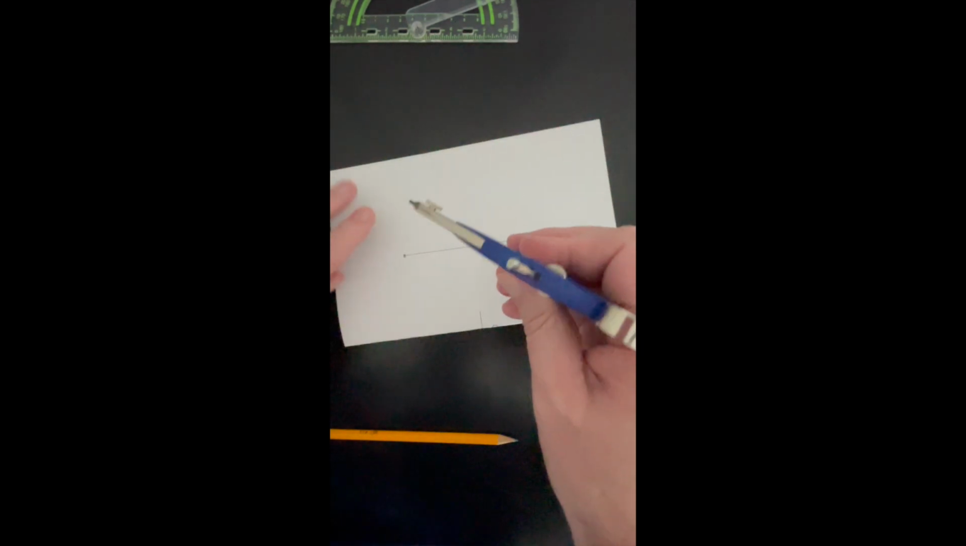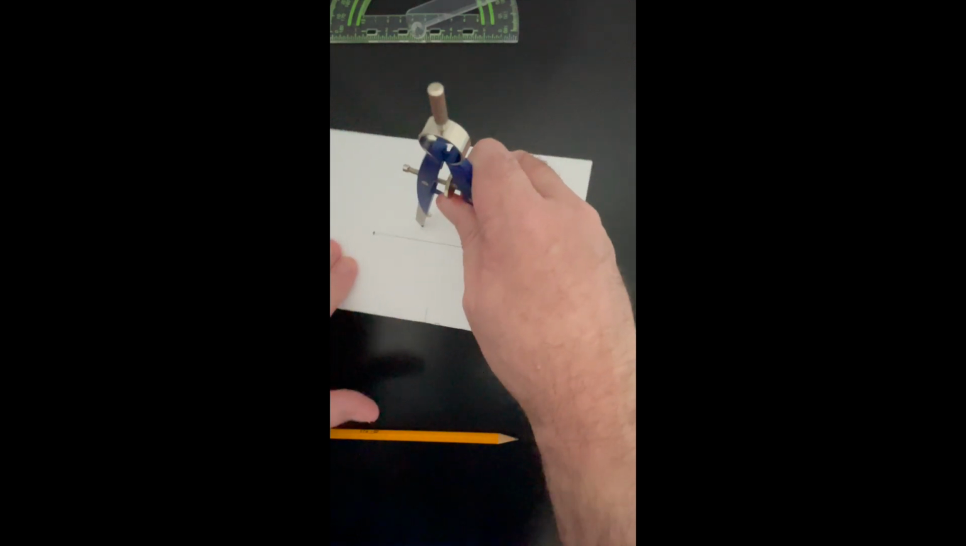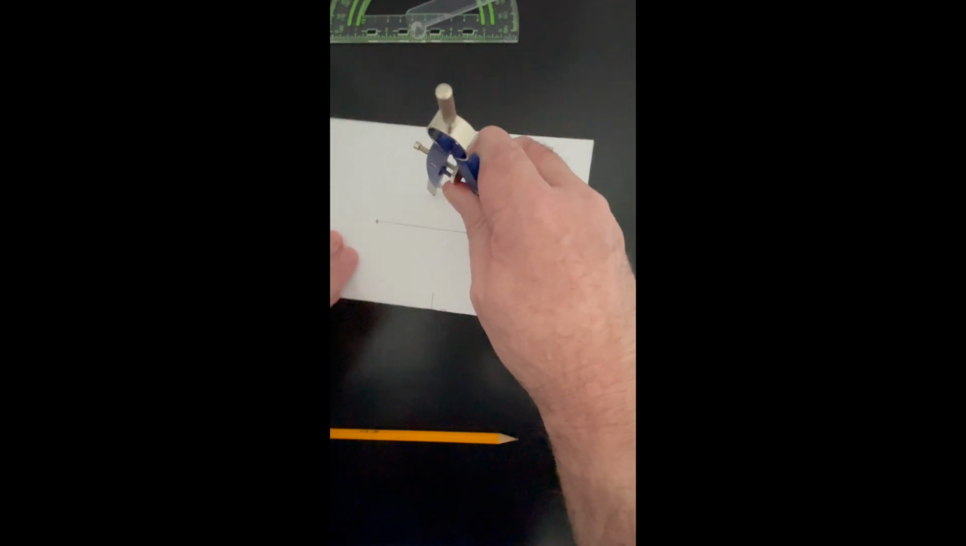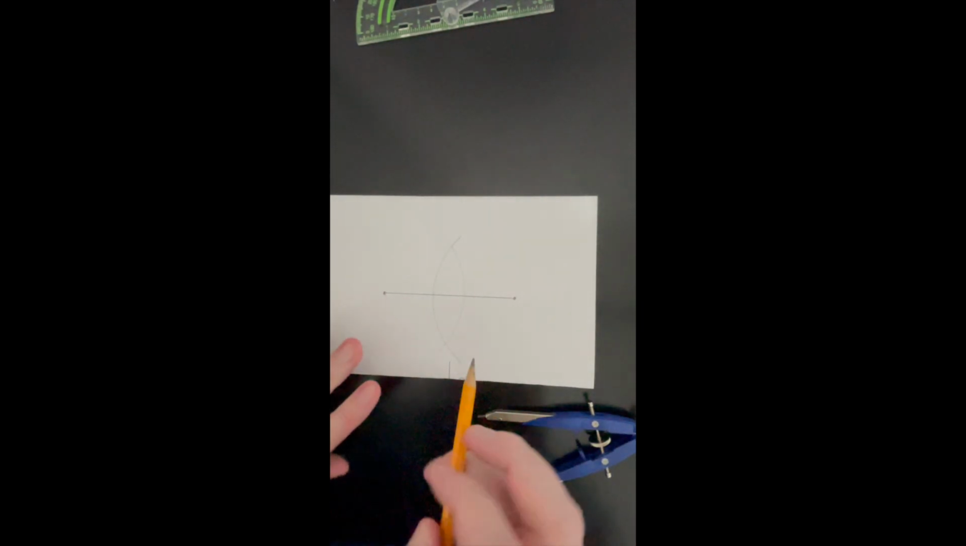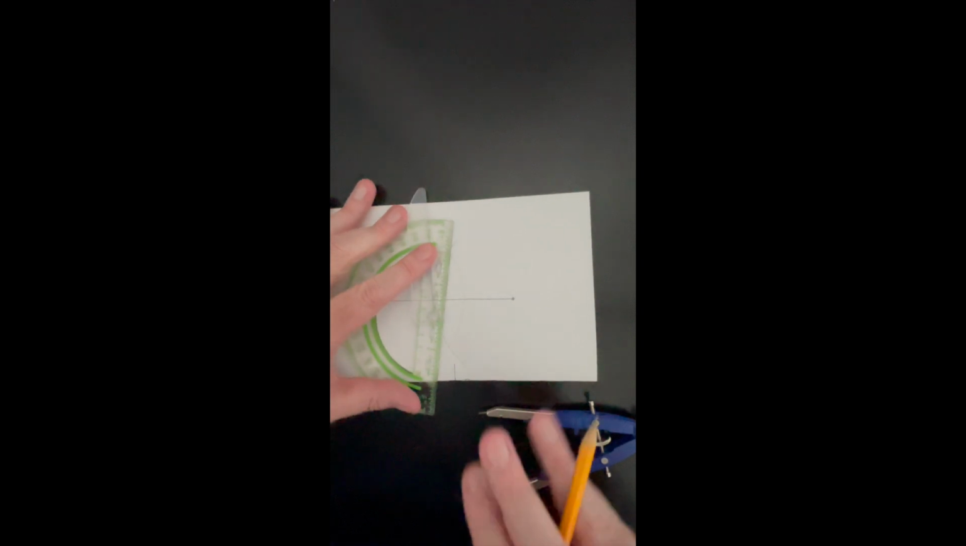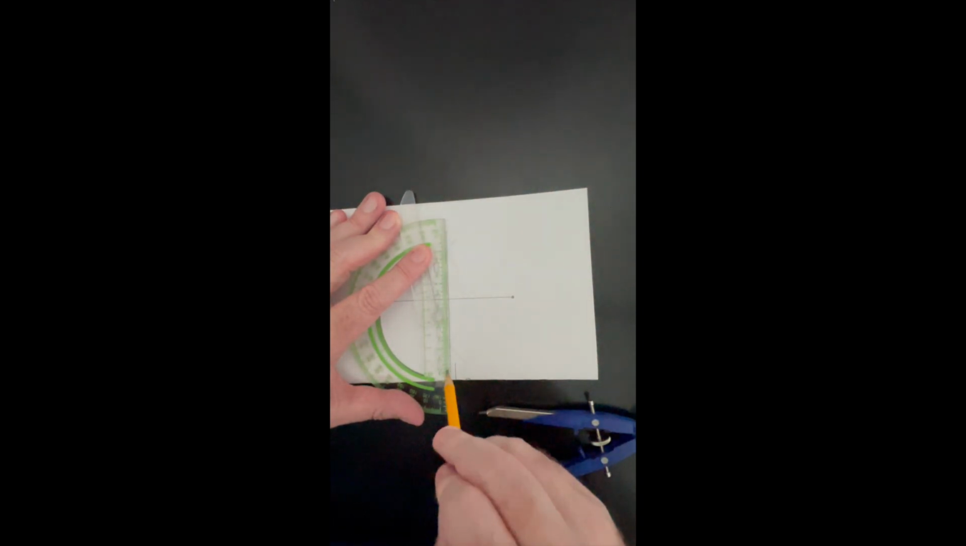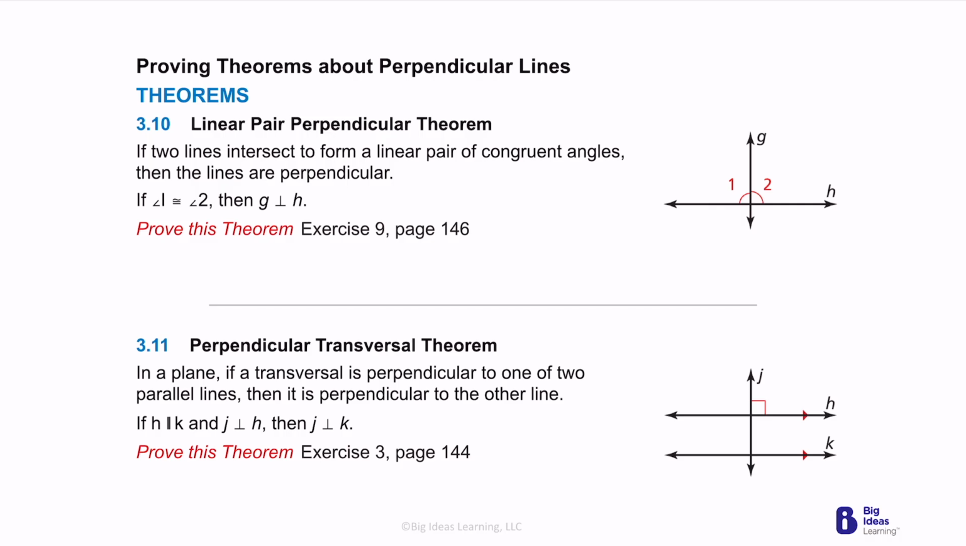Pick it up. Other endpoint. Same arc. And before, we would go right here and say, there's the midpoint. But this time, we're actually going to line these up and just draw the line down. And there is your perpendicular bisector.